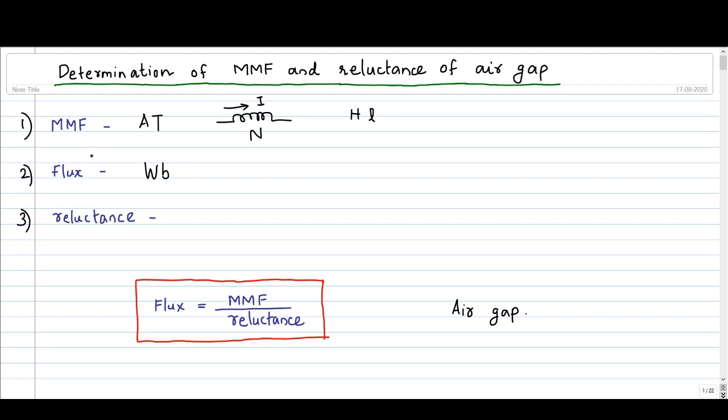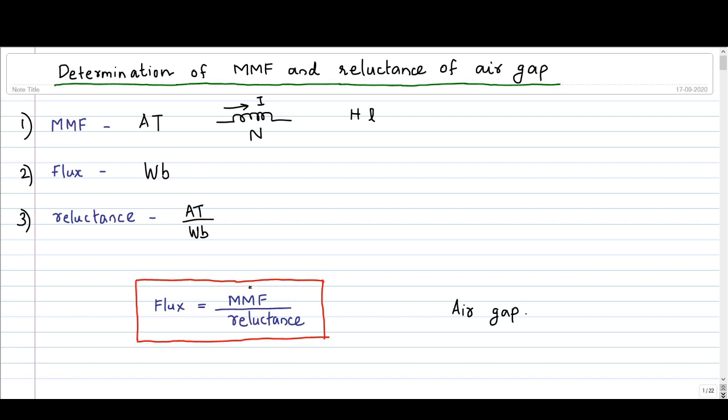These three are related by this expression: flux is equal to MMF by reluctance. So what will be the unit of reluctance? It is ampere turns per Weber, because MMF by flux gives reluctance. This is analogous to Ohm's law in electrical circuits. There you have current equal to voltage by resistance.